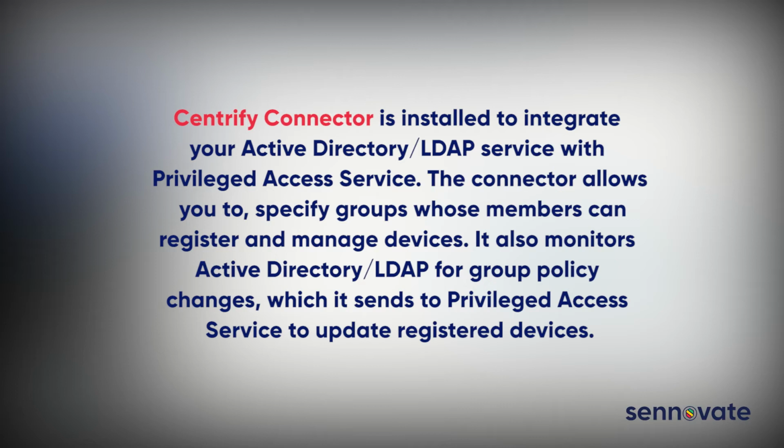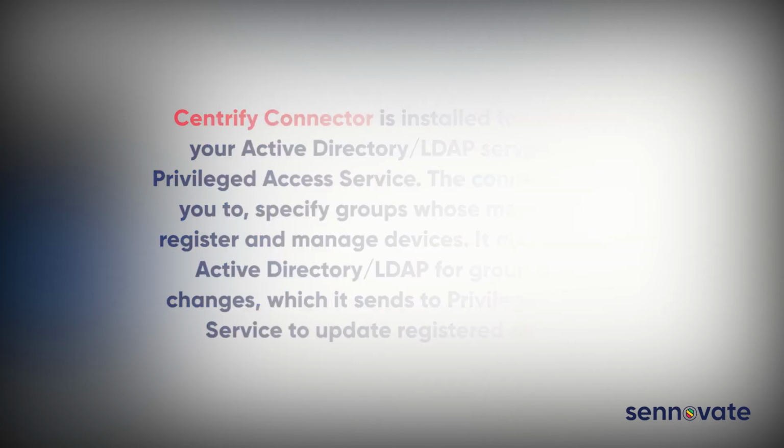In today's video, we will learn how to configure the connector in Centrify. Centrify Connector is installed to integrate your Active Directory or LDAP service with Privileged Access Service. The connector allows you to specify groups whose members can register and manage devices. It also monitors Active Directory or LDAP for group policy changes, which it sends to Privileged Access Service to update registered devices. Now let's see how to configure the connector.